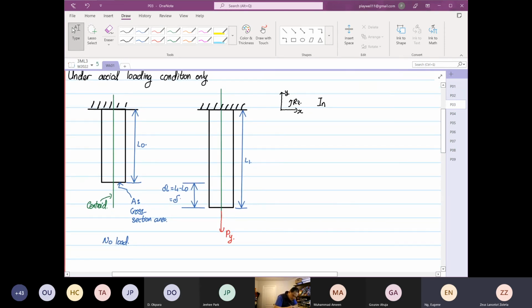So in the elastic region, the material has to obey Hooke's law, right? In the elastic region. So now I'm going to draw the stress strain curve just in the elastic region.